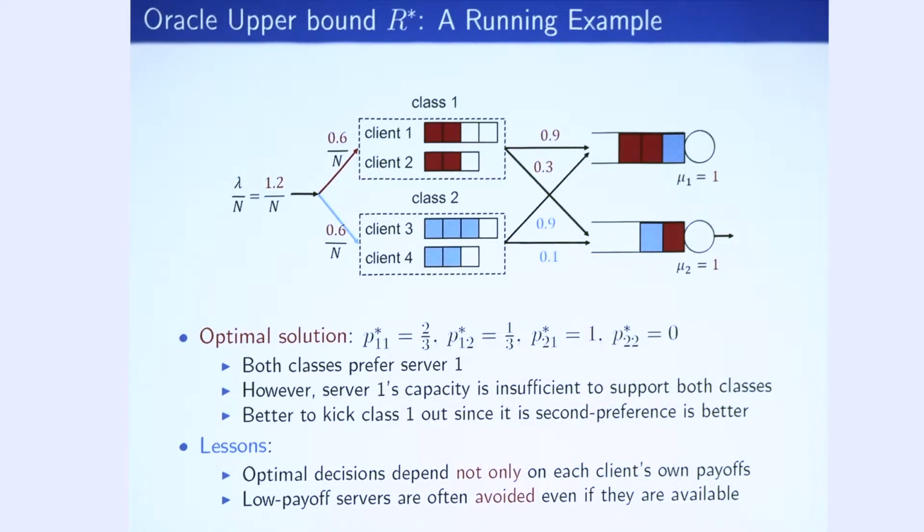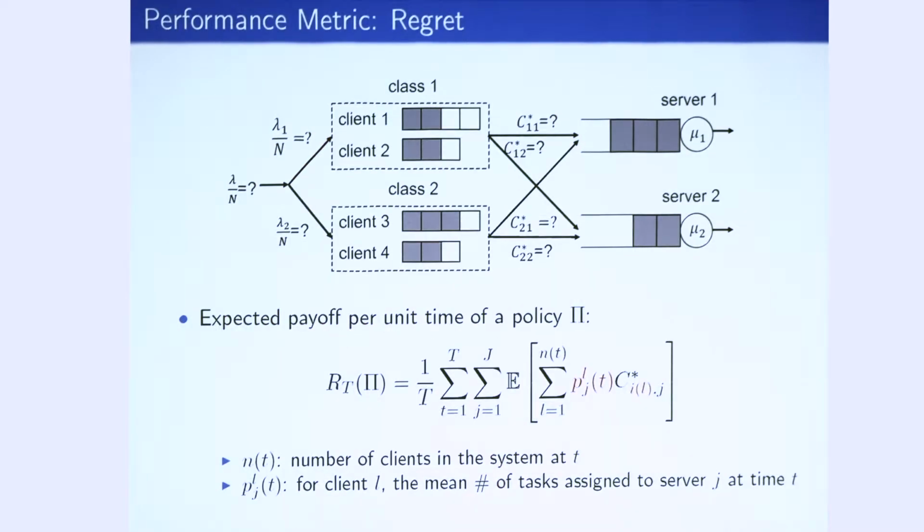Okay, so that's the oracle upper bound. Now, remember, in this oracle upper bound, we assume the payoff parameters are exactly known. But to the system, we do not know these payoff vectors. So things can get even worse.